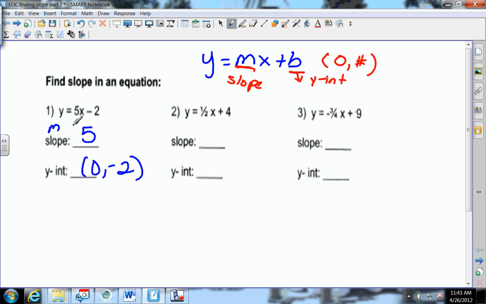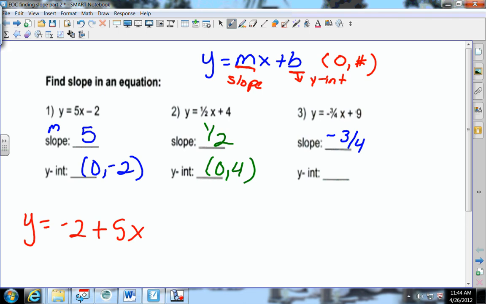Now, what if this was written y equals -2 plus 5x? That means the exact same thing, okay? But you have to know that the slope is the number with the x. Number 2, if you went through to find the slope here, you should have gotten 1/2. The y-intercept is 0, 4. So the next one, the slope is -3/4. The y-intercept is 0, 9.